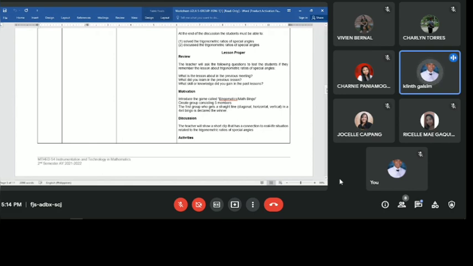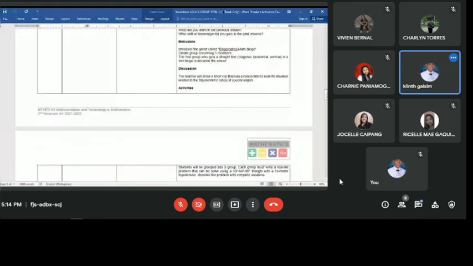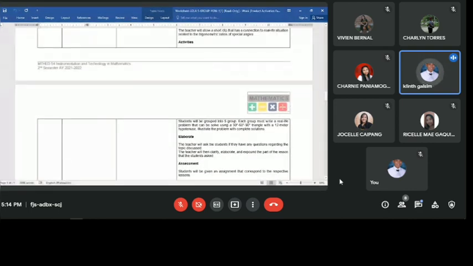For the discussion, the teacher will show a short clip that has connection to real life situations related to the trigonometric ratios of special angles. And for our activities, the students will be grouped into 5 groups, and each group must write a real life problem that can be solved using a 30-degree, 60-degree, 90-degree triangle with a 12-meter hypotenuse, and then they will illustrate the problem with complete solutions.